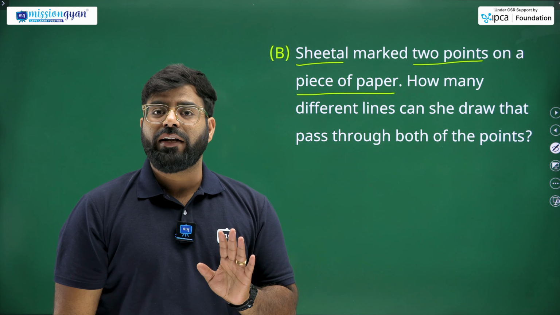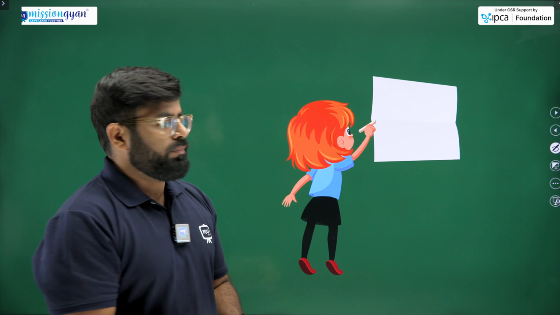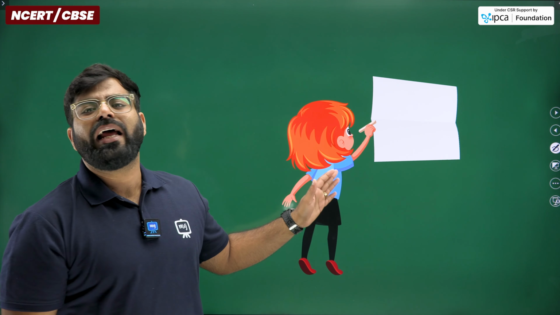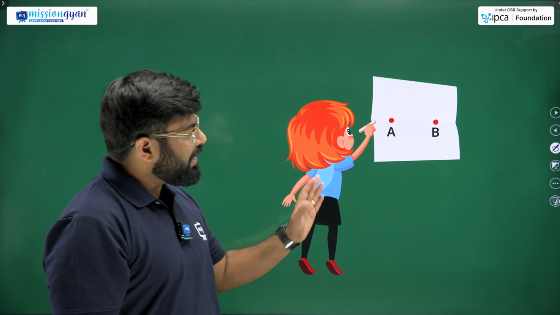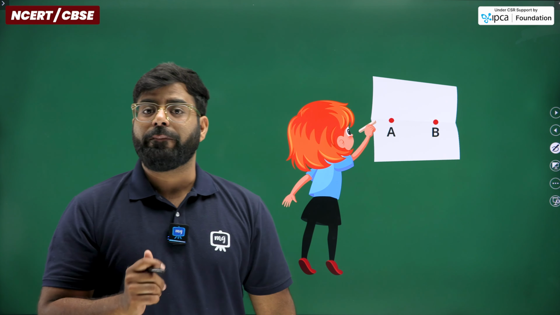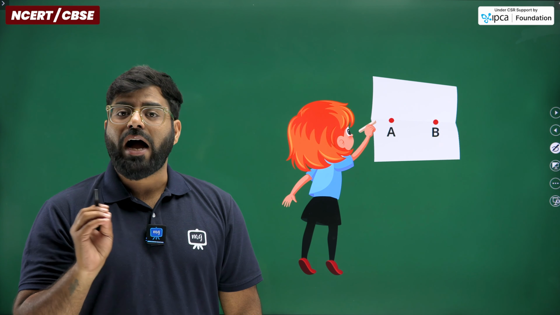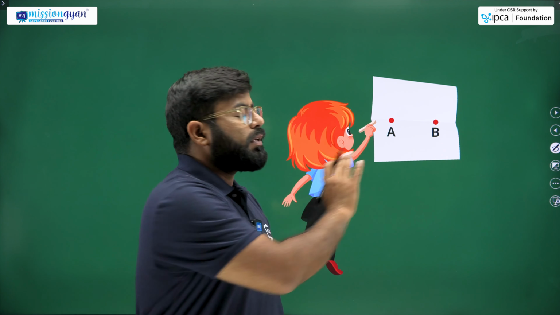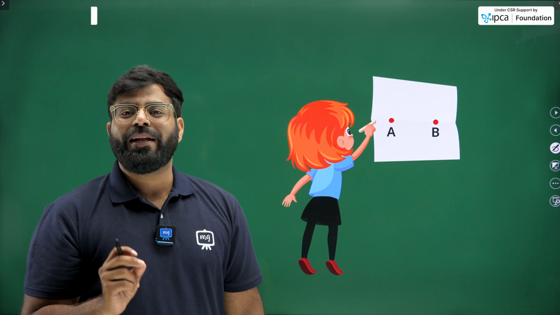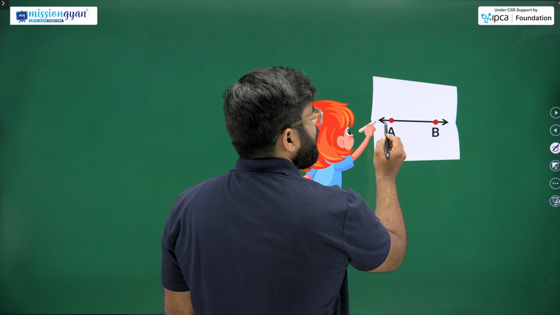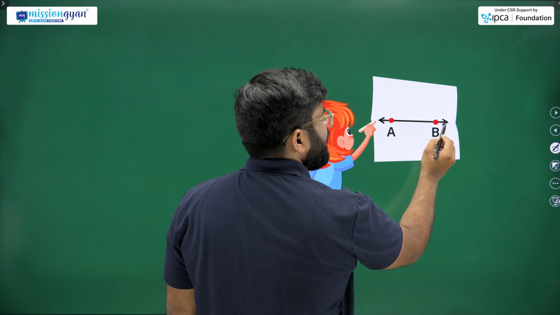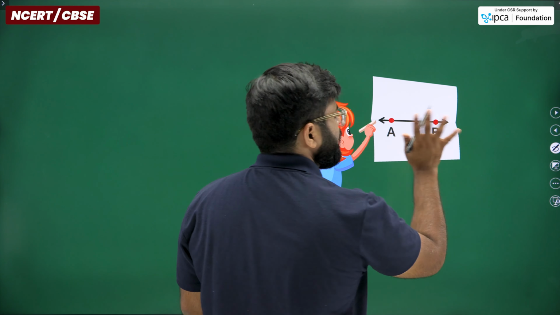Is that clear? Understood? So let's welcome Sheetal on the screen and she will help us in making 2 points on the screen. She made 2 points, point A and point B. Now the question was asking how many lines can she pass through the points. She can only pass one line through the points. Why? Because we have point A and B and only one line can pass through those points. Is that clear?